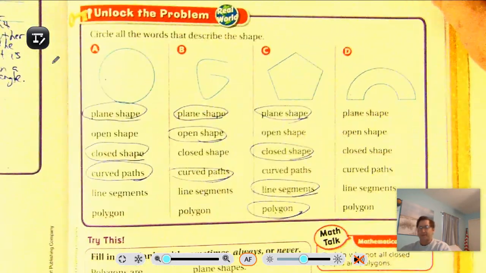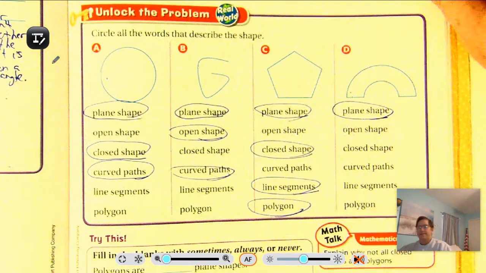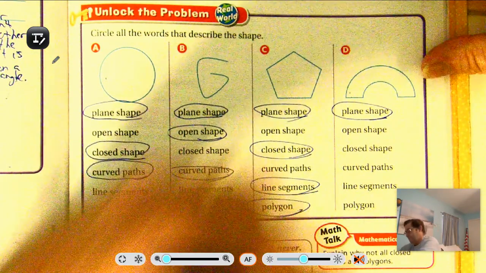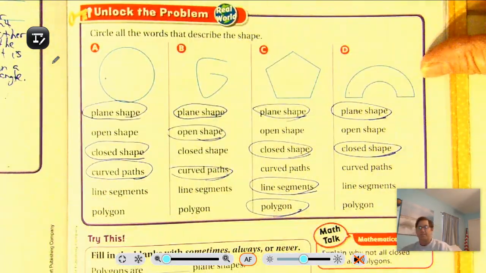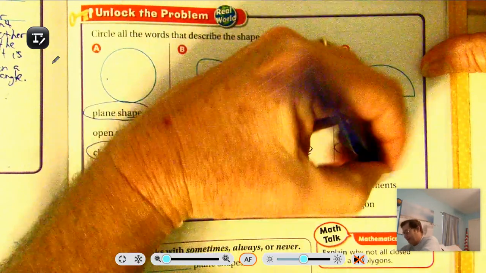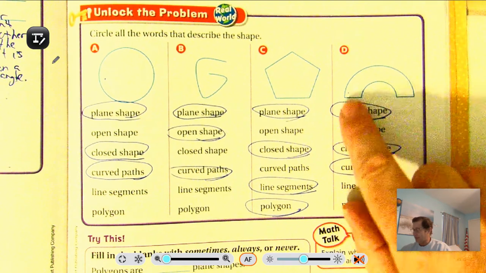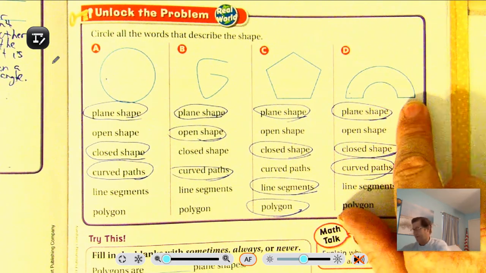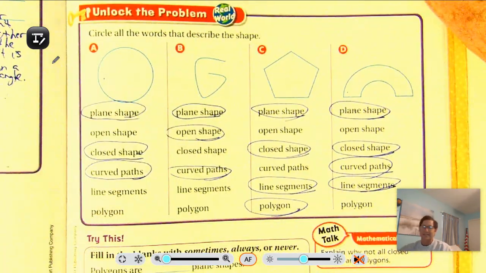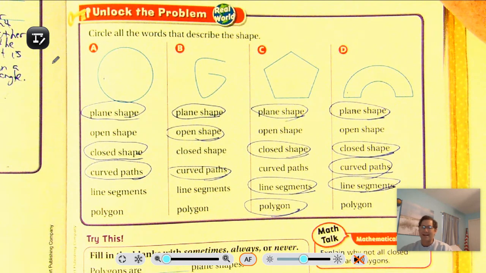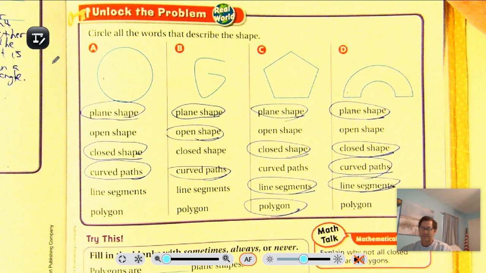And D. It is a plane shape. It is not open, so it's a closed shape. It has curved paths. Does it have line segments? Yeah, it does. It has line segments right here and right here. But it is not a polygon. Remember, a polygon cannot have any curved paths, even if it has a few line segments. If it has a curved path in it, it is not a polygon.